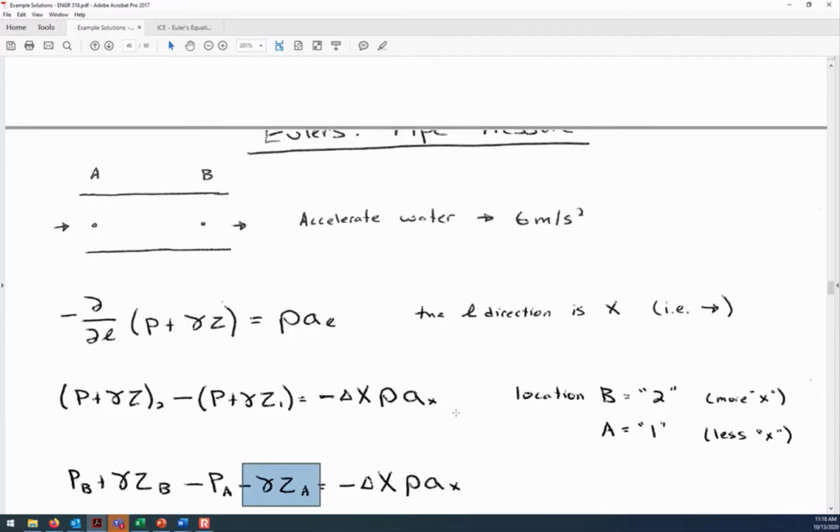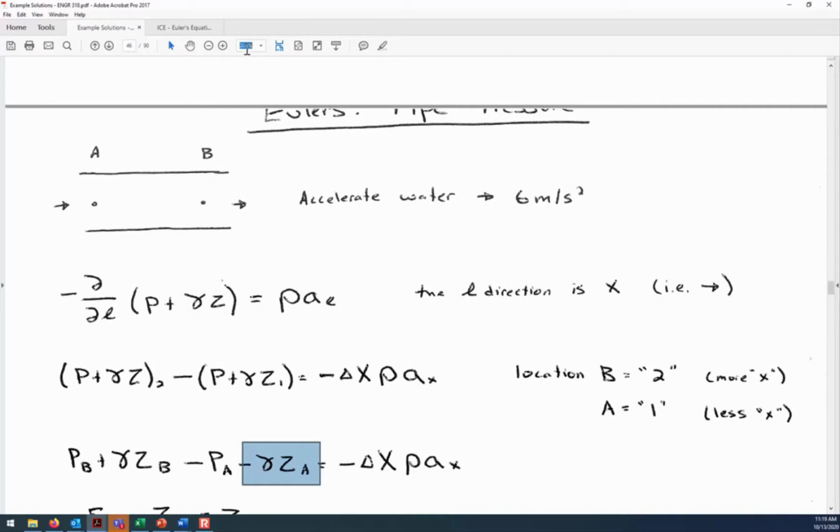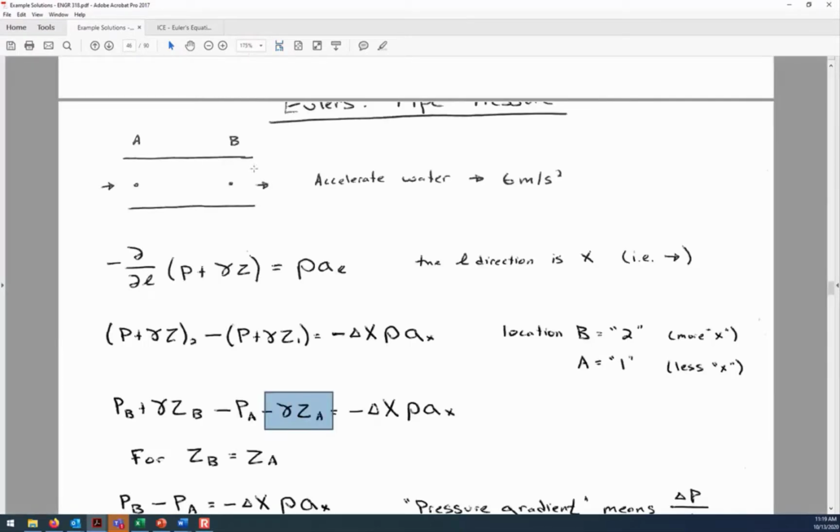Okay, so let's look at some of these substitutions here. We're saying that ZA and ZB are the same because it's a horizontal pipe, and so then that simplifies our expanded Euler's equation. So if we take out the elevation terms, then all that's left is PB minus PA is minus delta x times density times the acceleration in x.